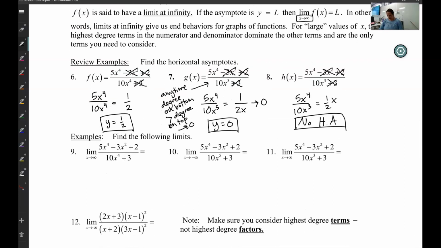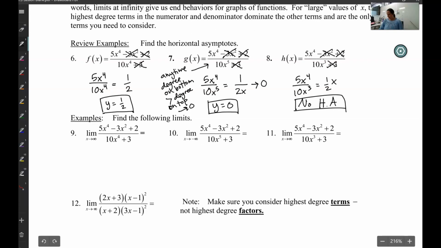So, in general, if the degrees are the same, it simplifies, has an asymptote. If the degree on bottom is bigger, then our asymptote is 0. If the degree on top is bigger, there is no horizontal asymptote. In the next video, we're going to apply those 3 rules to limits.